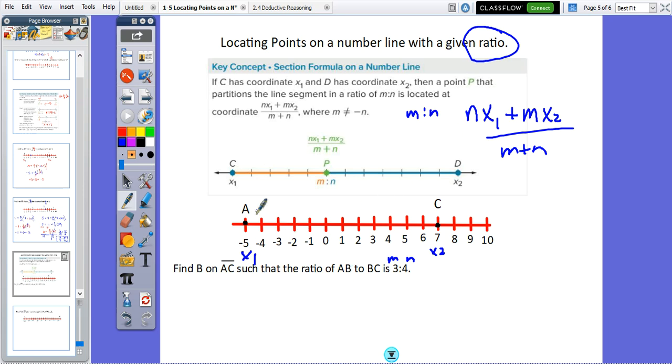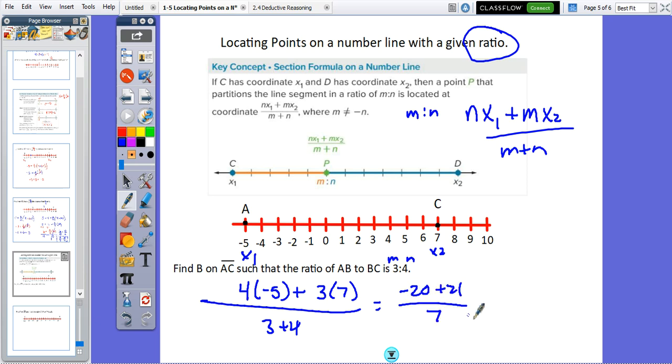We're looking for a ratio of this number line such that it goes from a to b and b to c. This is a 3 to 4 ratio here. So let's set this up. We're going to use n. This is where a lot of confusion happens. We put the n value, 4, times the x1 value, negative 5, plus the m value, 3, times the x2 value, which is 7, all over 3 plus 4. Alright, so we're going to have negative 20 plus 21 over 7. That reduces down to be 1 over 7. And that's okay to have a fraction. So this particular value will be somewhere right there, just barely past the 0.